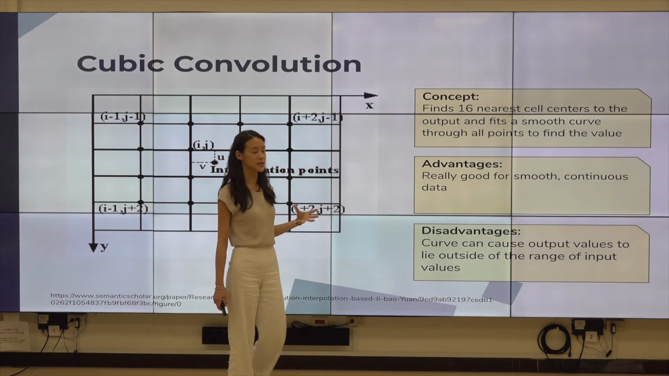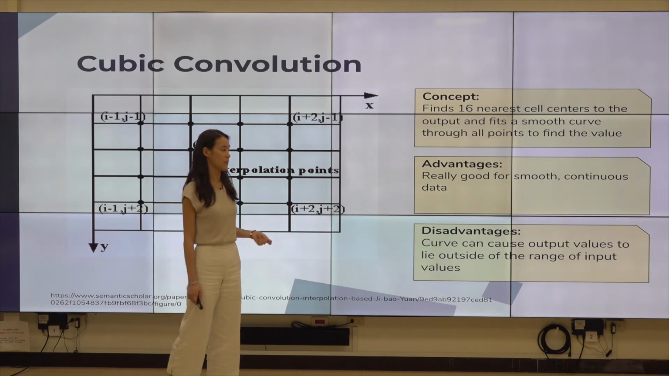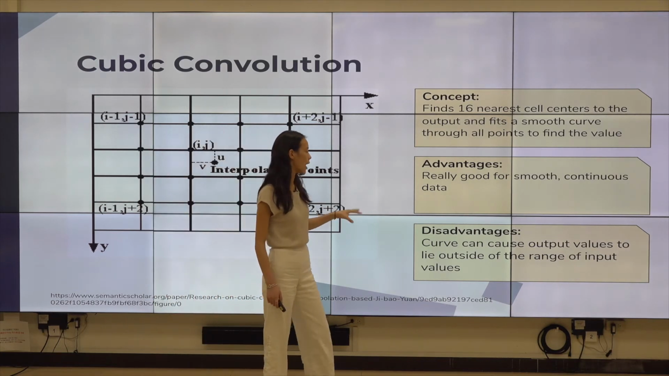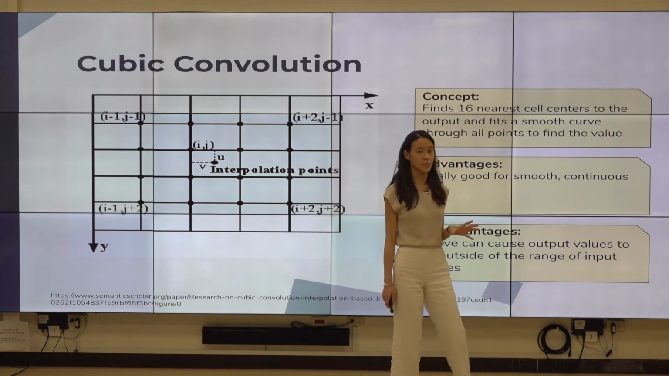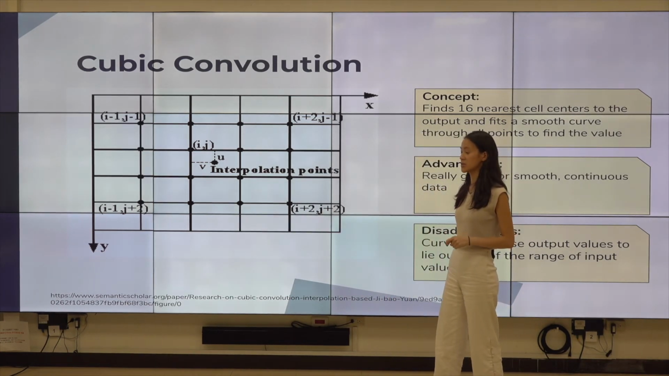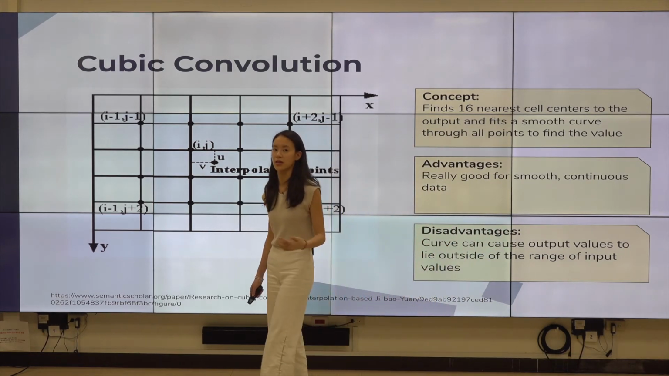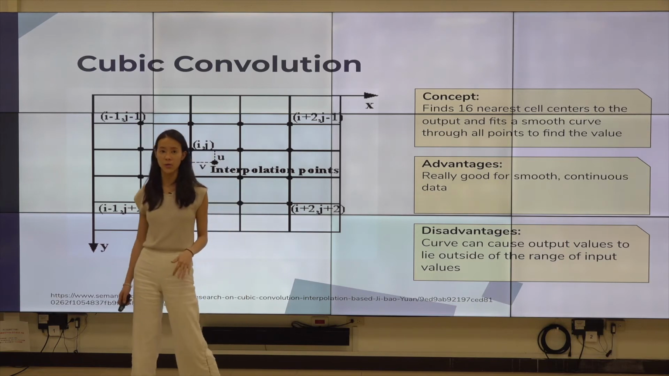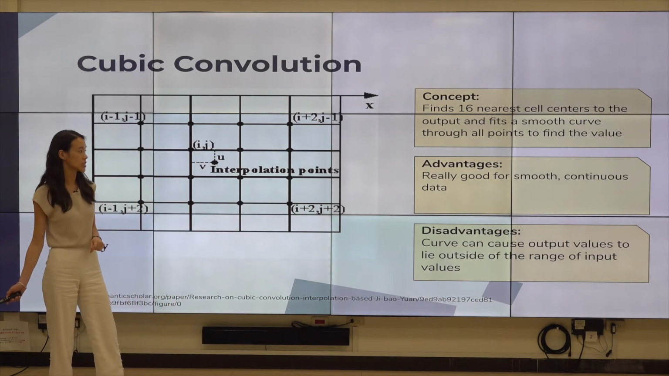The advantage of this is that it's really good for continuous and smooth data. However, the curve can cause a lot of outputs to lie outside of the input range. And one thing to note is that it is also very time consuming to compute. Since there's a lot more data going in, there's a lot more computation that it needs to go through. So a lot of times we wouldn't see this method used as much.